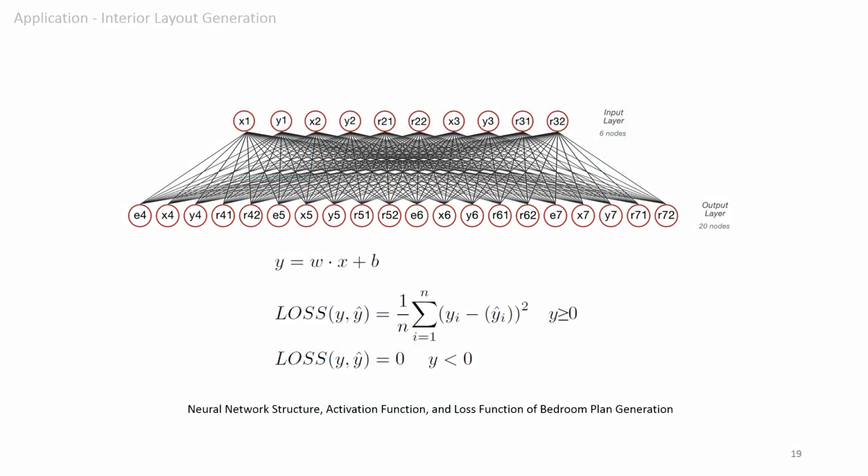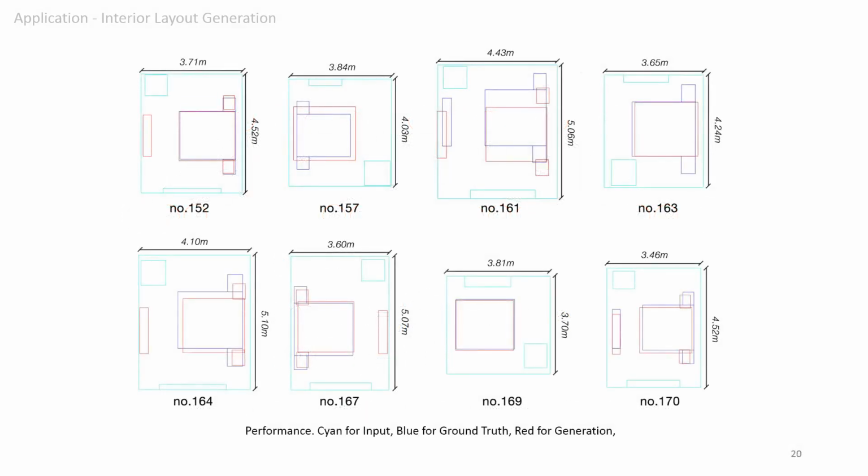This figure shows the neural network structure, activation function, and loss function in this case. This figure shows the selective generation results after training: blue for ground truth and red for generation. To be specific, in the cases number 152, 164, and 167, while the predicted positions of the bedsteads are highly similar to the ground truth design, the network generated an additional TV set, which does not appear in the ground truth design, but is reasonable.